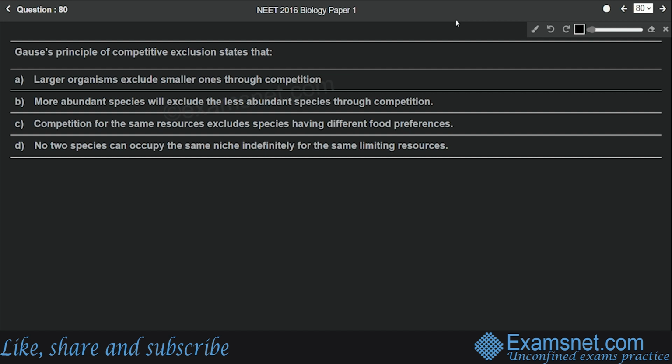Question number 80 is from the chapter Organisms and Population, and the question is: Gause's principle of competitive exclusion states that. So first let's understand what is Gause's principle of competitive exclusion. There was a scientist whose name was G.F. Gause, and he gave the competitive exclusion principle, which is also known as Gause's law.